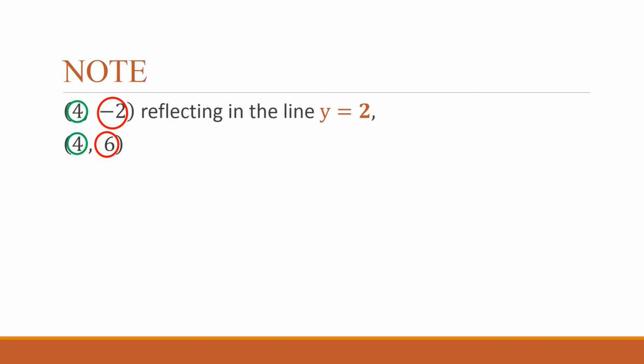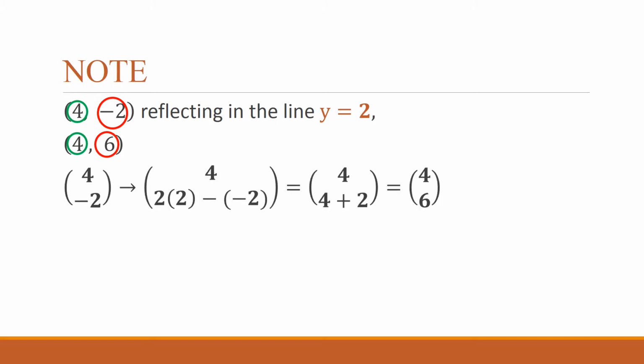Now we can also solve for the image point without using the mirror line. In that case, I have to rewrite my object point in column form. So we see (4, -2) mapping to the x coordinate, which is still 4. Then on the y coordinate, we have 2 multiplied by... -2. Then that gave us 4 as the x coordinate, and for the y coordinate we see 4 plus 2, which produced the final answer (4, 6).